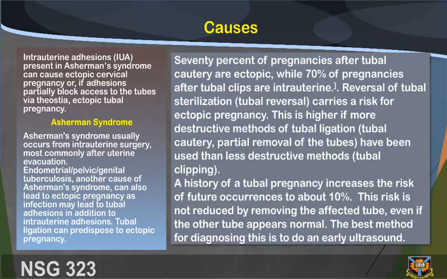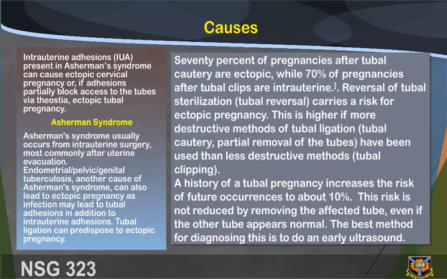Tubal ligation can predispose to ectopic pregnancy. 70% of pregnancies after tubal cautery are ectopic, while 70% of pregnancies after tubal clips are intrauterine. Reversal of tubal sterilization, tubal reversal, carries a risk of ectopic pregnancy. This is higher if more destructive methods of tubal ligation, tubal cautery, partial removal of the tubes, have been used than less destructive methods, tubal clipping. A history of a tubal pregnancy increases the risk of future occurrences to about 10%.